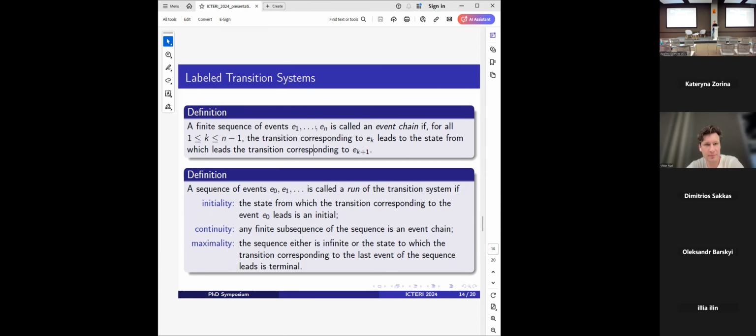So event chain is the sequence of events where each next event leads to the next state. And this sequence can be called a run of the transition system if we have initiality, continuity, and maximality.